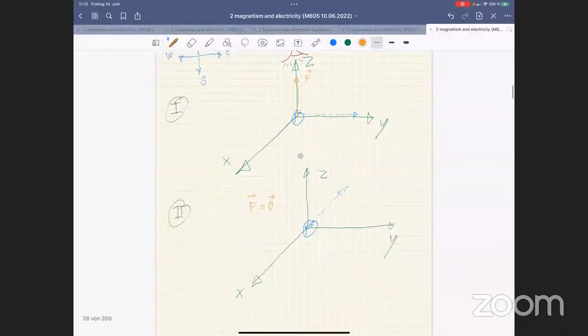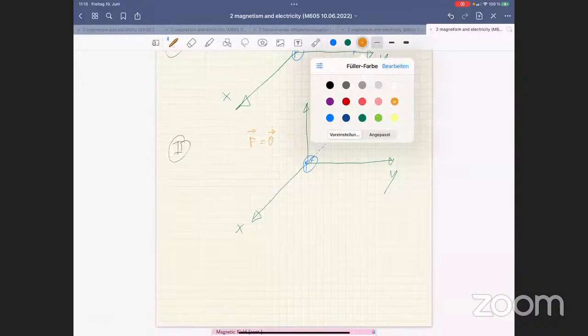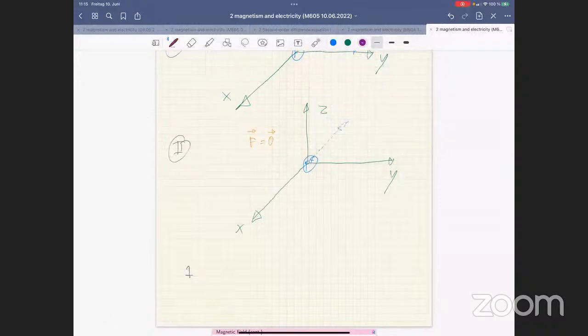That's the first question. So what we need to deliver the answer is, the first one is, what is vector B? What is vector B in this scenario?